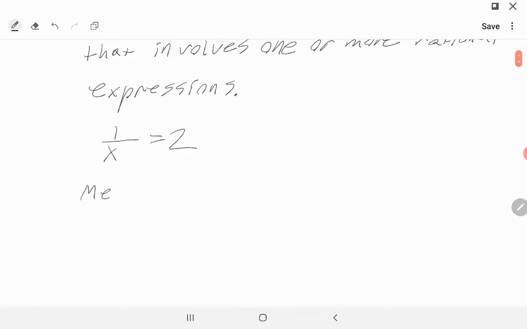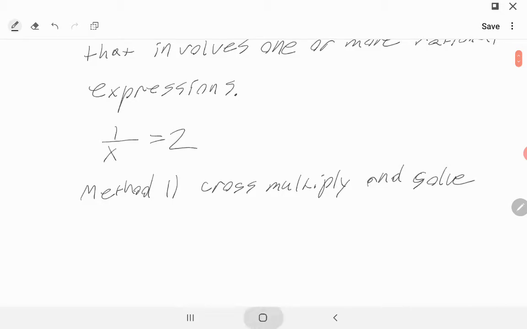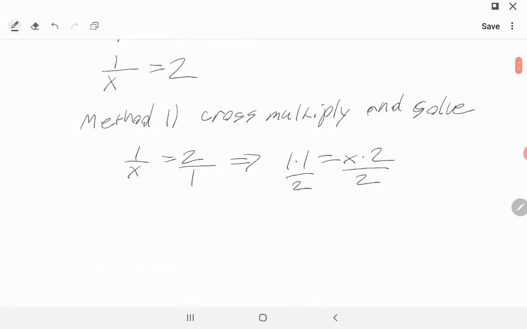So method 1, cross multiply and solve. In this case, if we're looking at 1 divided by x equals 2, we imagine it as being 2 divided by 1. So that means we're going to get 1 times 1 equals x times 2, divide both sides by 2, and we find out that x equals 1/2. And if we take 1 divided by the quantity 1/2, we're going to get 2. So that works out nicely.